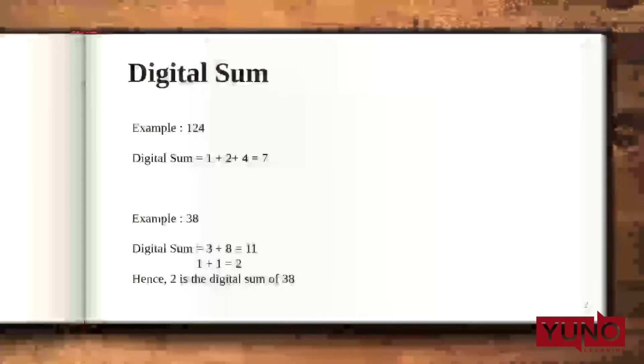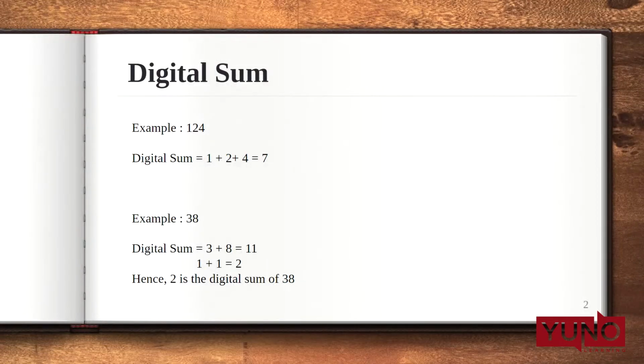Let us know what is a digital sum. For example, we have a number, say 124. To find the digital sum of 124, we will add the digits of the number. That means 1 plus 2 plus 4. Adding them equals 7. So the digital sum of 124 is 7.